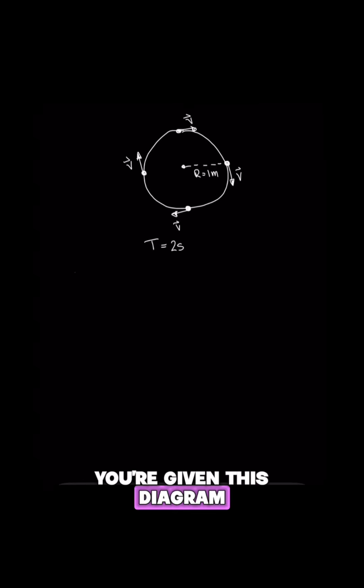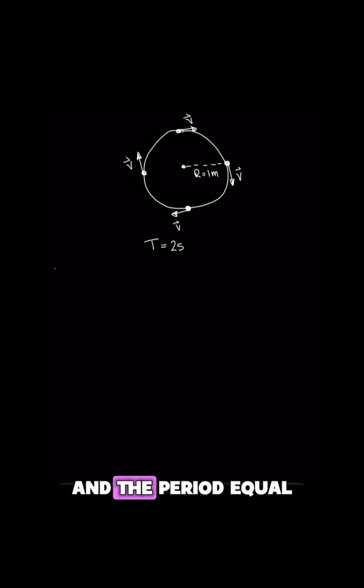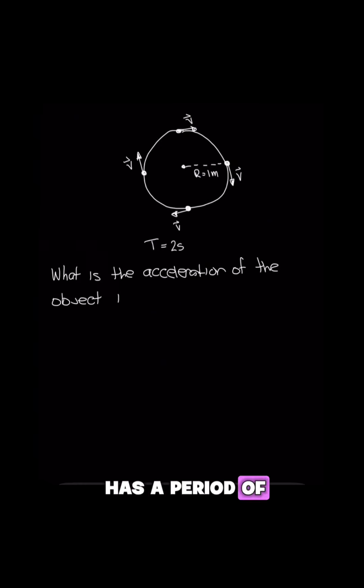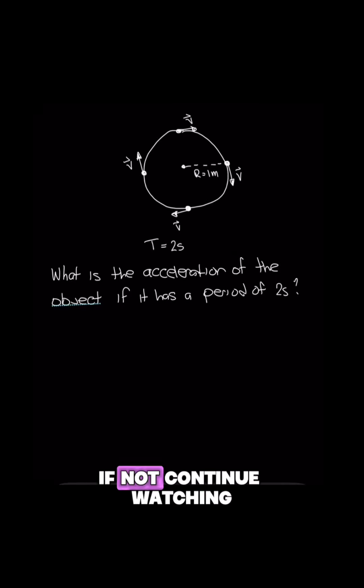Alright, so let's say you're given this diagram of an object under circular motion with the radius equal to 1 meter and the period equal to 2 seconds. And they ask you, what is the acceleration of the object if it has a period of 2 seconds? Would you know how to solve? If not, continue watching this video.